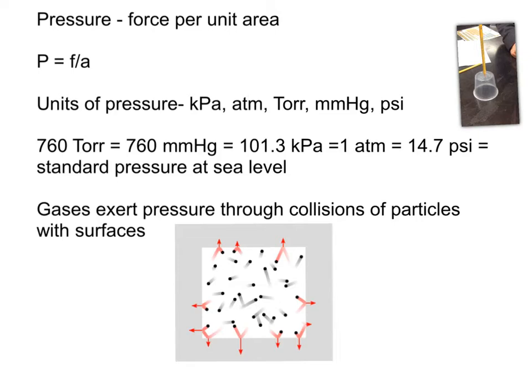This way we can convert between them using stoichiometry. We know 760 torr is equal to 760 millimeters of mercury. Like I said, they're the same unit, basically, which equals 101.3 kPa, which equals 1 atmosphere.